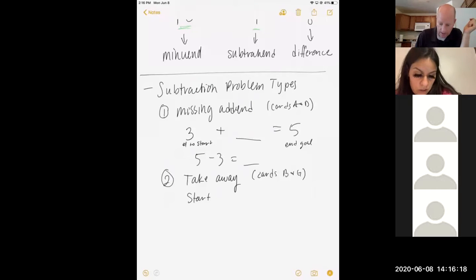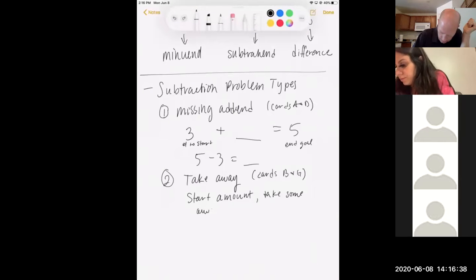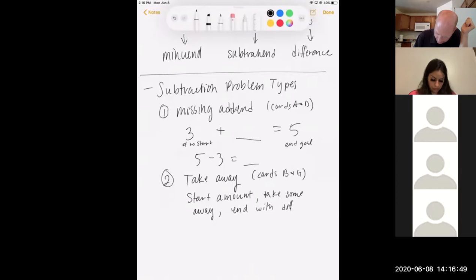Great. So these problems will have a start amount, and you're exactly right on all of that. These are the takeaway cards. You have a start amount, and you take some away, and then you end with another amount, the difference. Excellent. Pairing number 3, what were the other two?